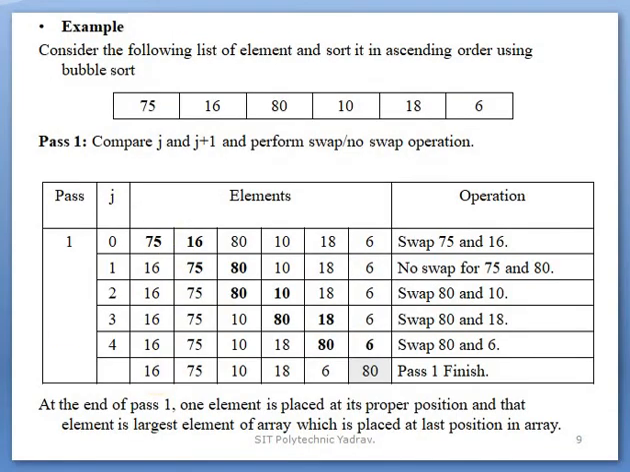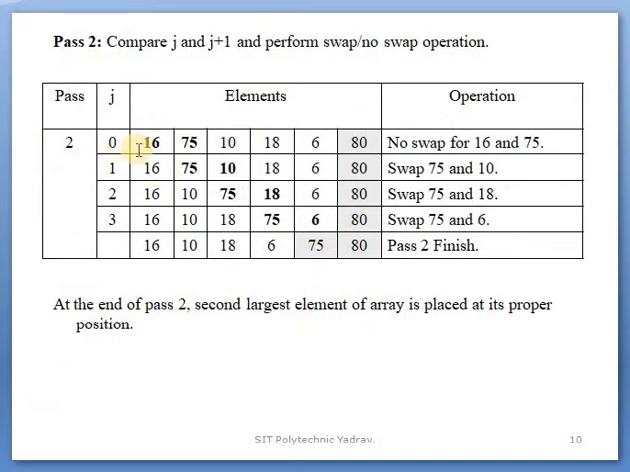Pass 2: these numbers continue. Taking these numbers in pass 2, which are 16, 75, 10, 18, 6 and 80. These numbers are taken in pass 2 because the last one is already sorted. The same procedure is used: compare j and j plus 1 and perform swap or no swap. In pass number 2, 16 and 75 are compared with each other. Is 16 greater than 75? No, so no swap.